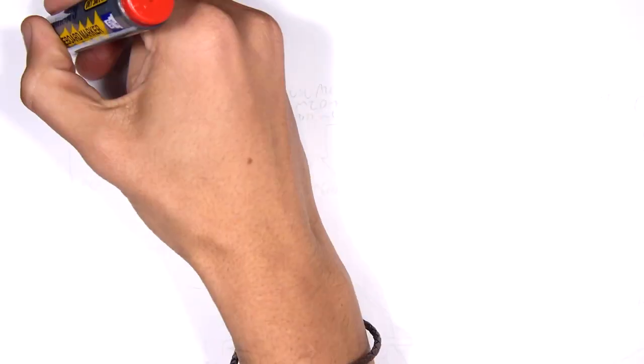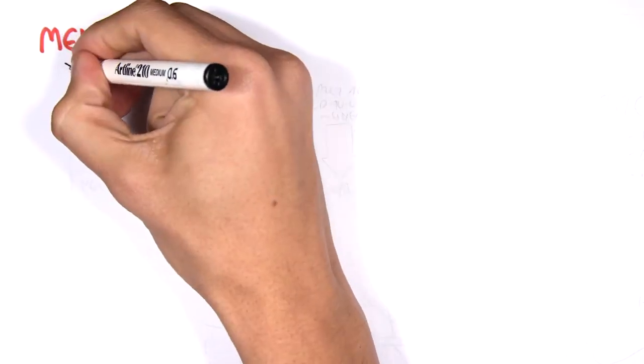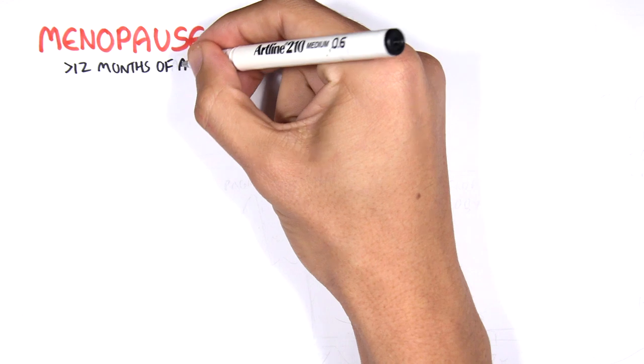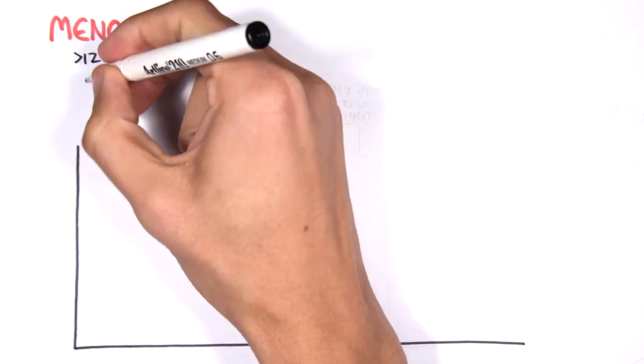In this video, we're going to talk about menopause. Menopause is defined as amenorrhea occurring more than 12 months. Amenorrhea means absence of menstruation. Another bioclinical sign is a decrease in estrogen, which relates to the depletion of follicles in the ovaries.